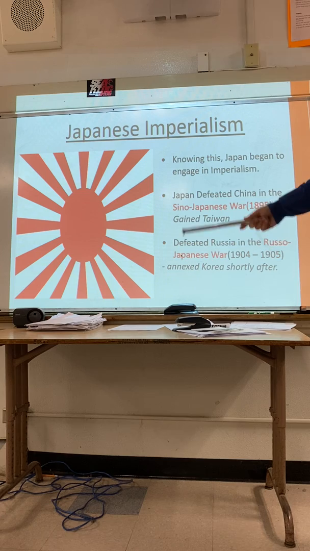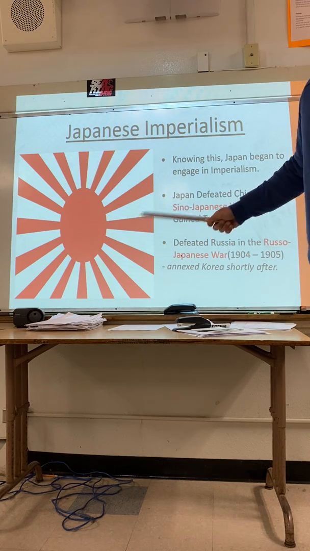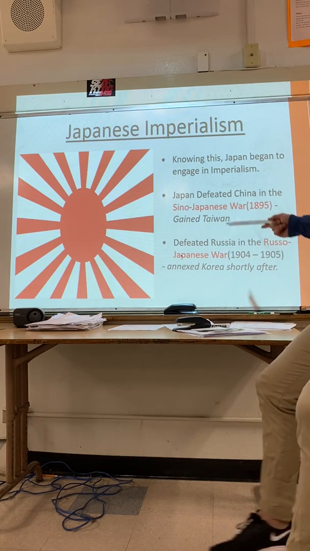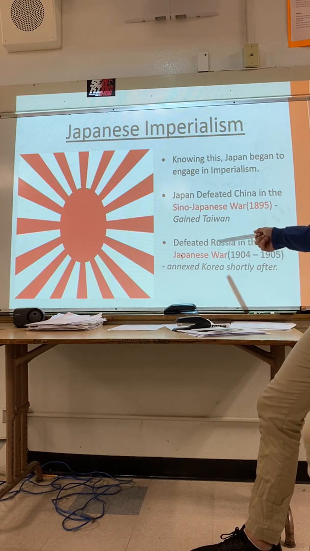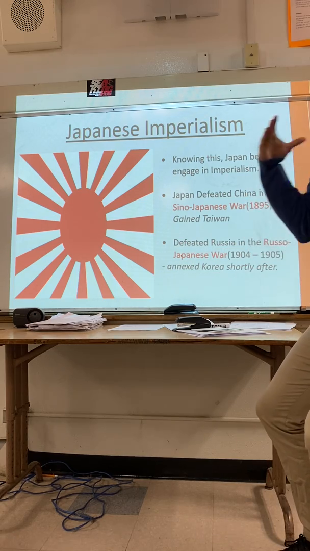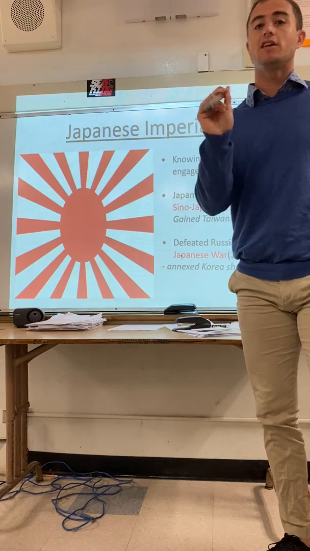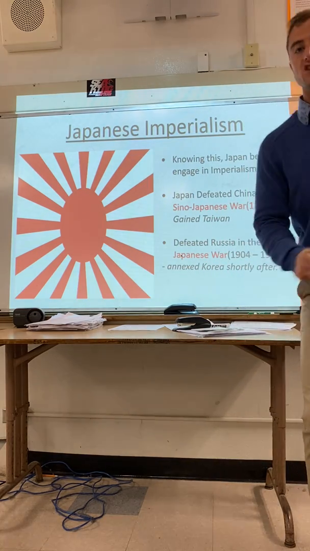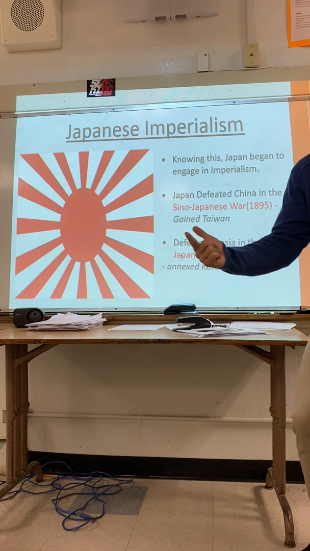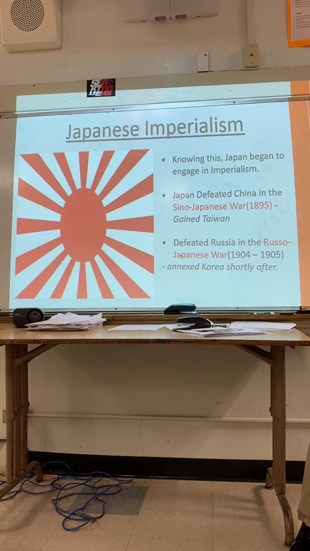It attacks China initially in 1895 in the First Sino-Japanese War, and it gains Taiwan. It attacks Russia in the Russo-Japanese War, 1904-1905, and annexes Korea. So it has already started to take over land, and these lands are available to produce food, but we are still missing oil, we're still missing iron, and we are still missing rubber.